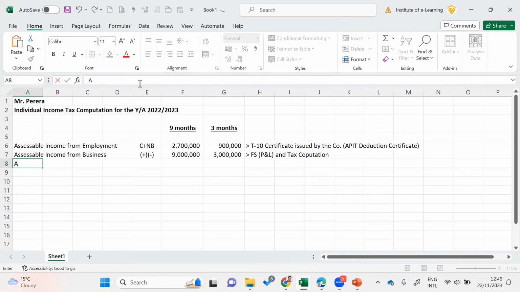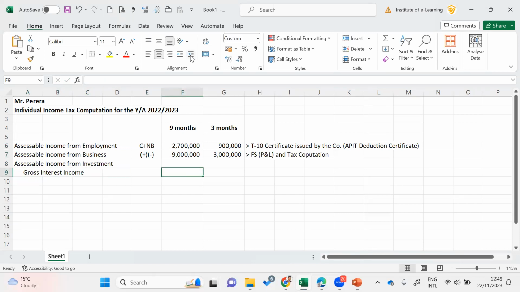Then assessable income from investment. If you have interest mainly, you have to consider the gross interest over here. Let's say for this period you have 600,000 interest income, and here you have 150,000 interest income. You need to remember in the second period, you will get an advance income tax certificate.